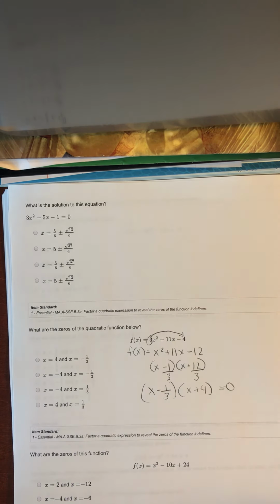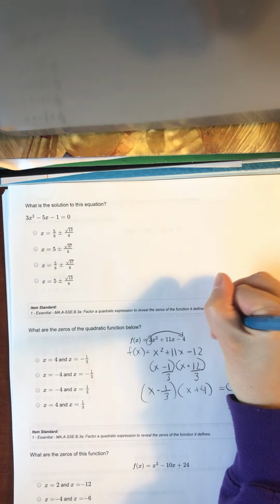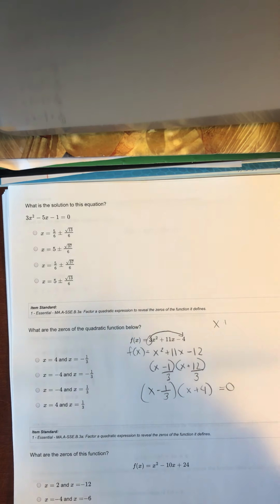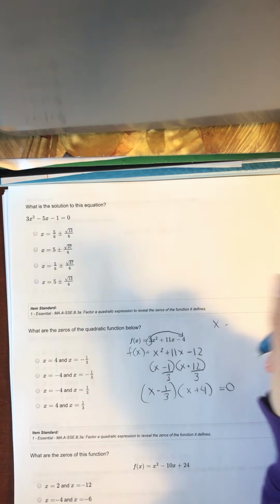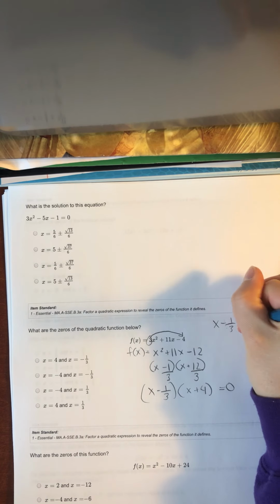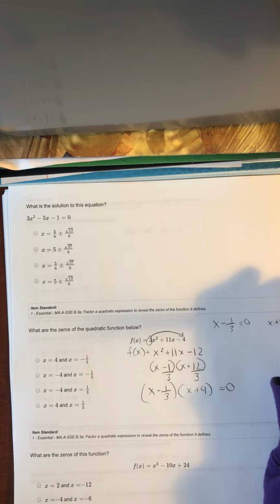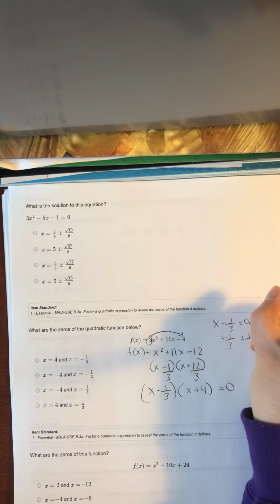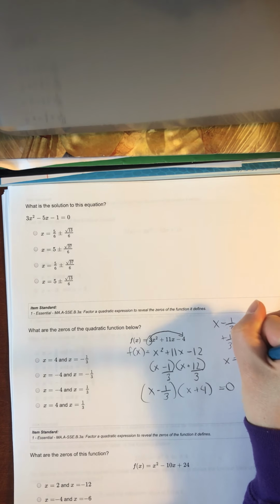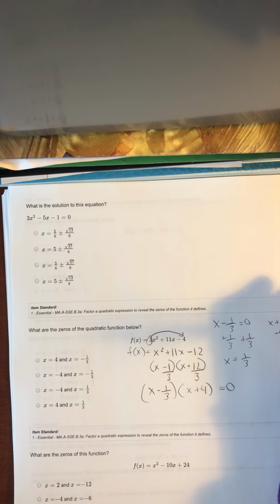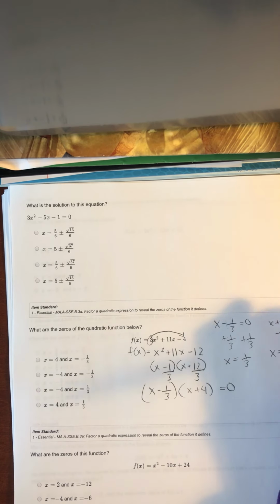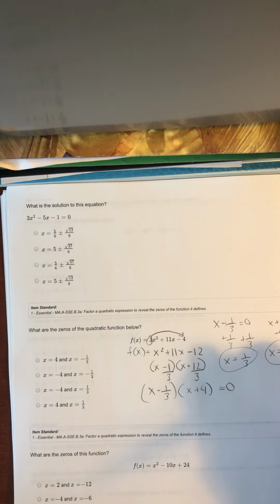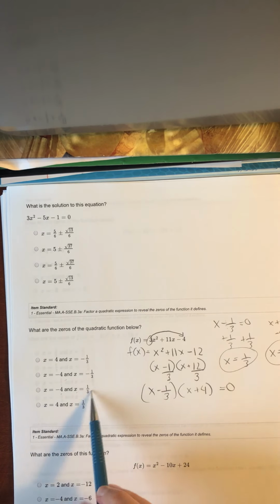We need to set both of those equal to 0. So x minus 1/3 equals 0, and then x plus 4 equals 0. So for this one, you add 1/3 over, and you get x equals 1/3. For this one, you subtract 4, x equals negative 4. So those are your two answers. So negative 4 and positive 1/3 is this one.